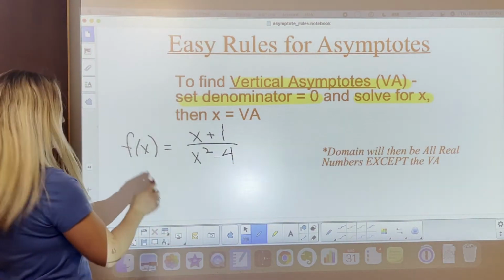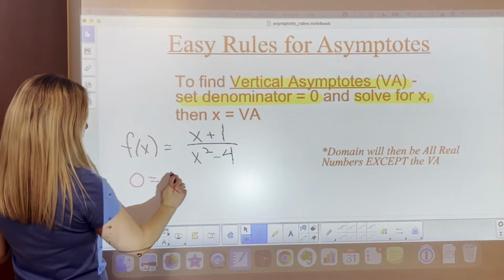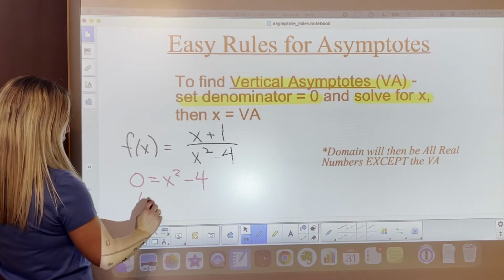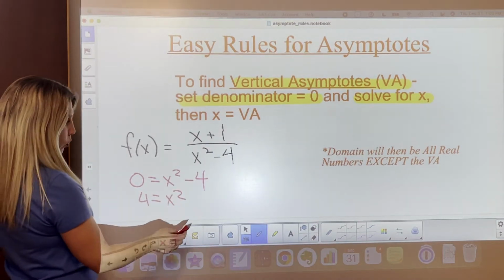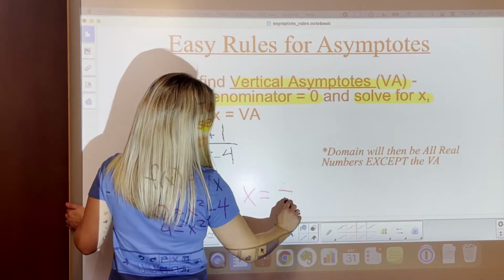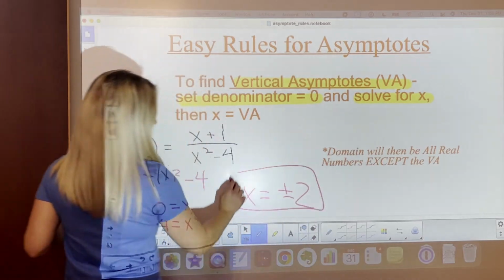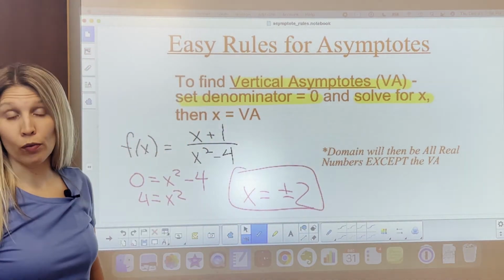If we look at this problem right here, all you need to do is set the denominator equal to 0, and you're going to easily see then, if you take the square root of that, that x will equal plus or minus 2. This right here would be your vertical asymptote for that problem.